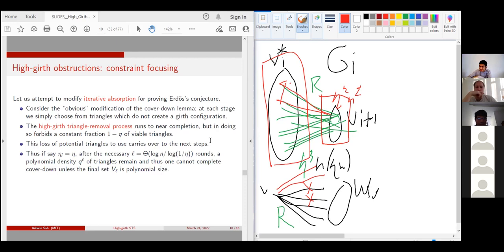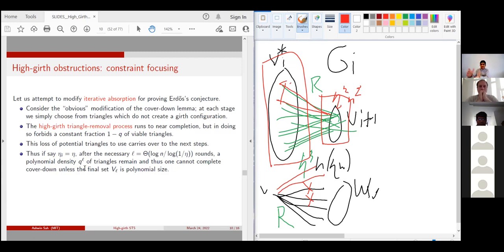Okay, so when we do iterative absorption, every time I start with a set of size n, and then I go to a set of size 1%, 1%, 1%, 1%. So if I do this, I need to run around log n rounds. And if I run log n rounds and I'm left with a q fraction of triangles every time, at the end the total fraction of triangles I'm left with, in the best case, the independent heuristic, which is really the best case if you think about it, is going to be q to the power of L, which is a polynomially small fraction.